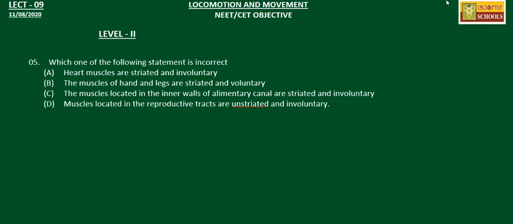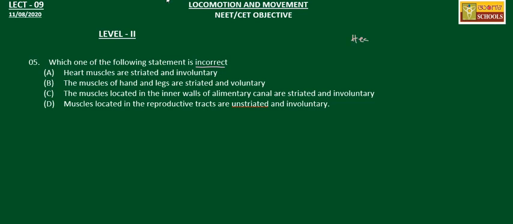Welcome. In this session, we will see questions from level 2. So here is a question from level 2, question number 5. Which one of the following statements is incorrect? So we need to find out an incorrect statement. So here, the heart muscles are striated and involuntary.